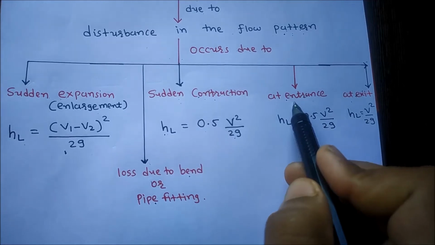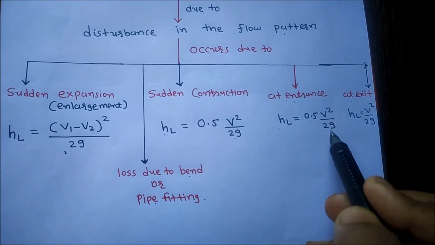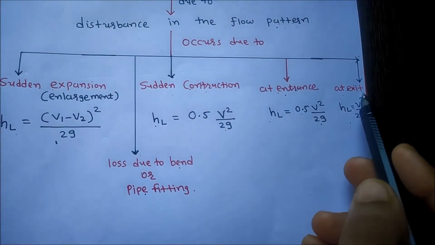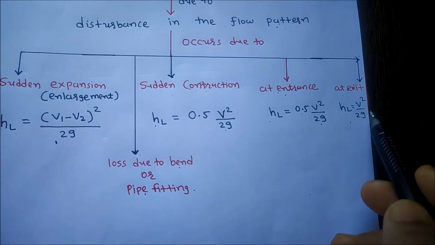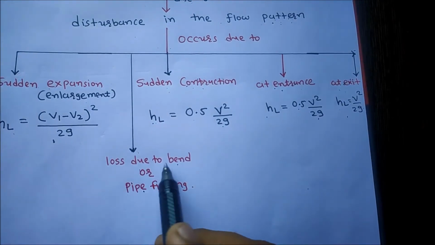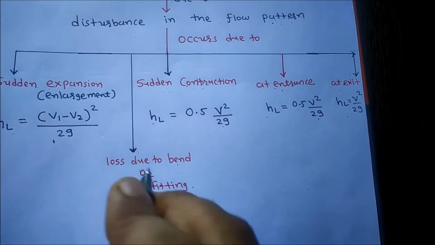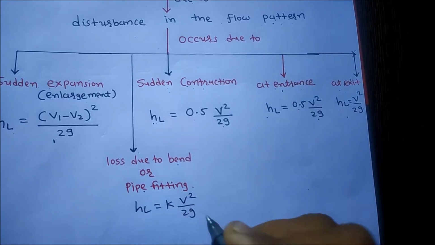Third is the loss at the entrance. So head loss is 0.5 V square by 2g. Next is loss at exit from the pipe. So HL is equal to V square by 2g. And last one is loss due to bend or pipe fittings. That equation is HL is equal to K V square by 2g.